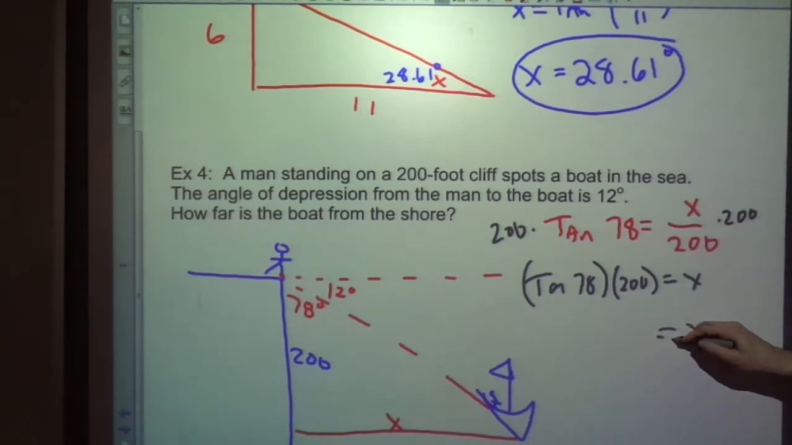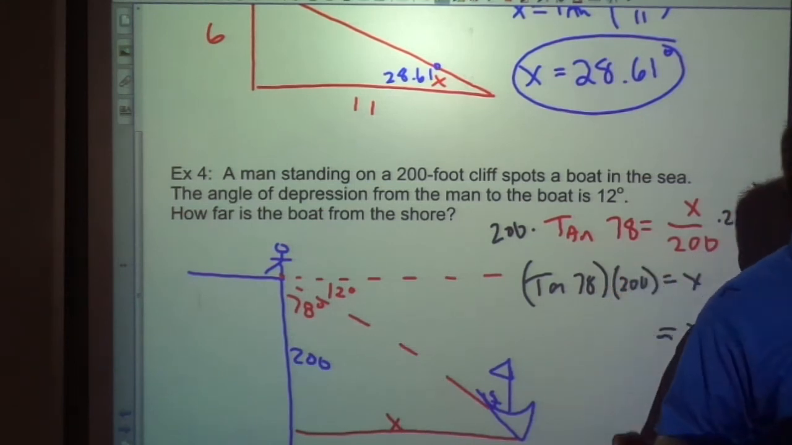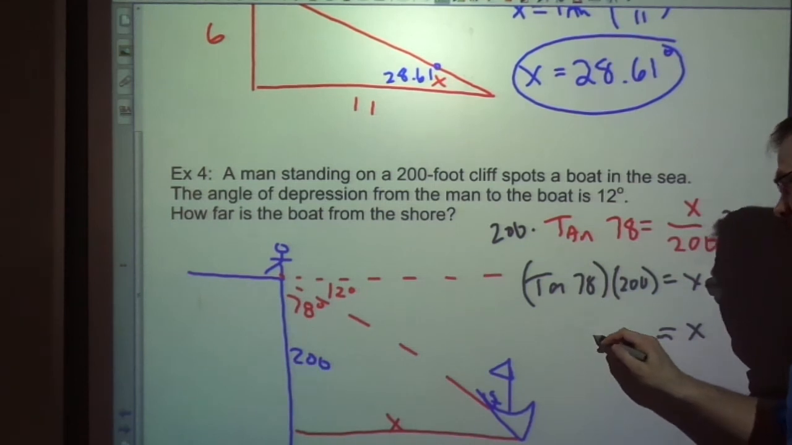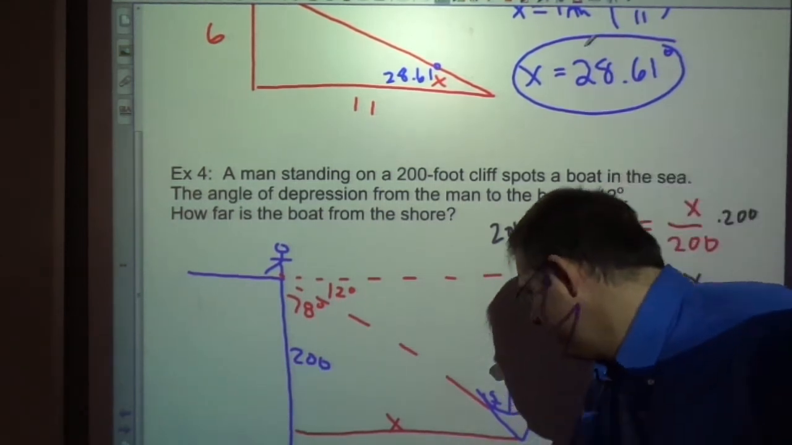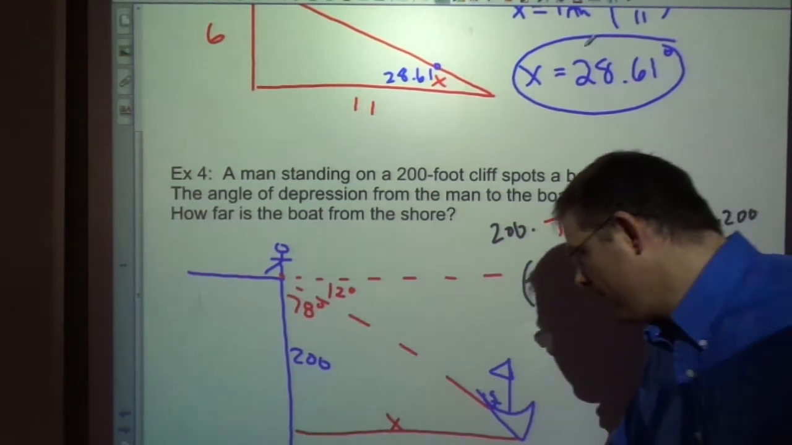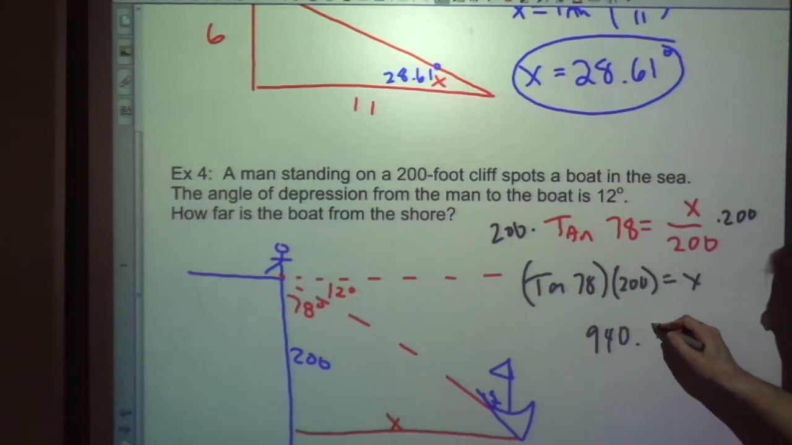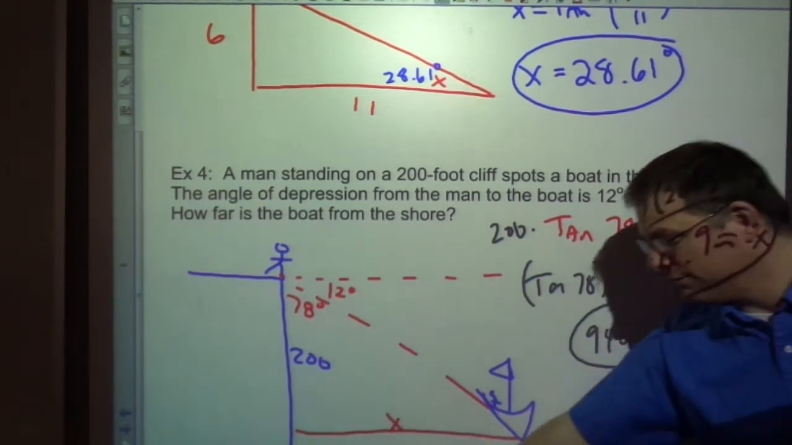So how far away until he crashes? Negative? That's a problem. Do 200 first, then times tangent 78. 940. Oh wait, 940? Yeah, we're not going to be negative. 940.9. All right, so he's still got some room before he crashes.